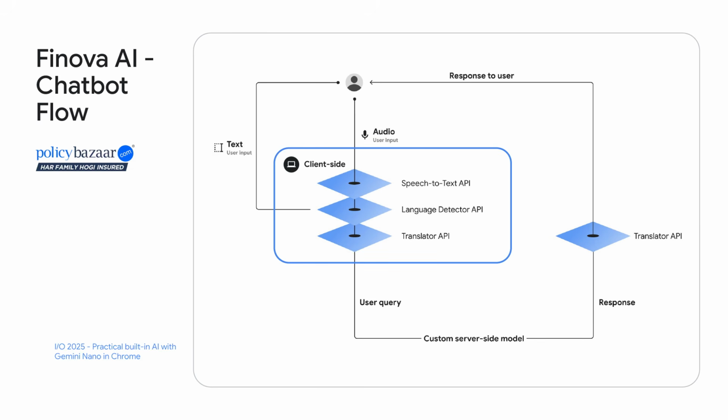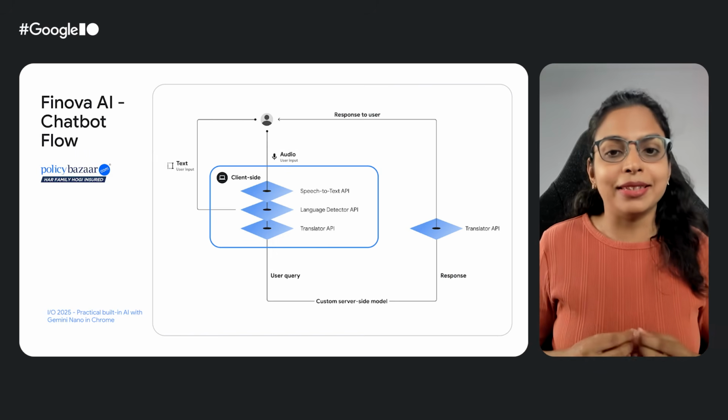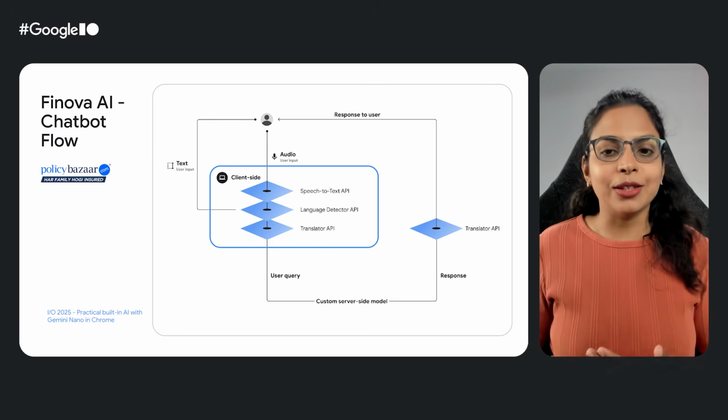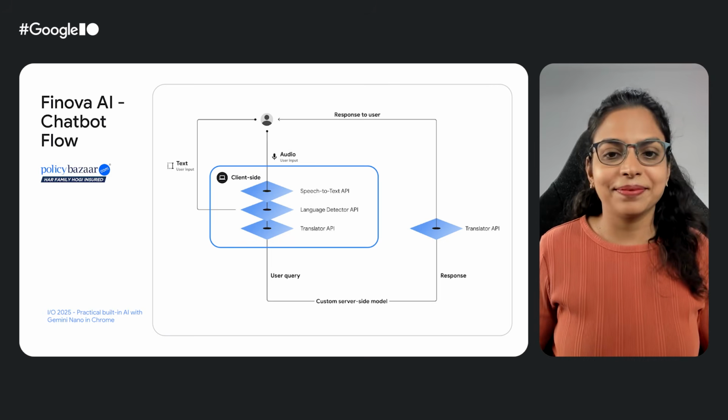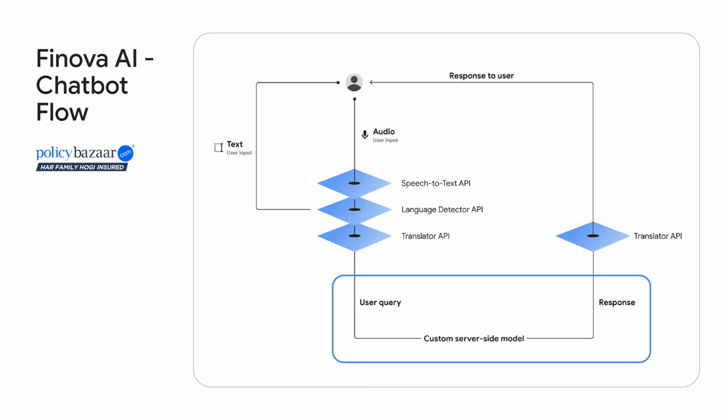The user input goes through the built in language detector API. And if it's an Indic language, it gets converted to English using the built in translator API. To learn more about these built in APIs, refer to the talk mentioned on this slide. The translated query is then passed to a server-side model trained on Policy Bazaar's data and returns an English response to the user's question.